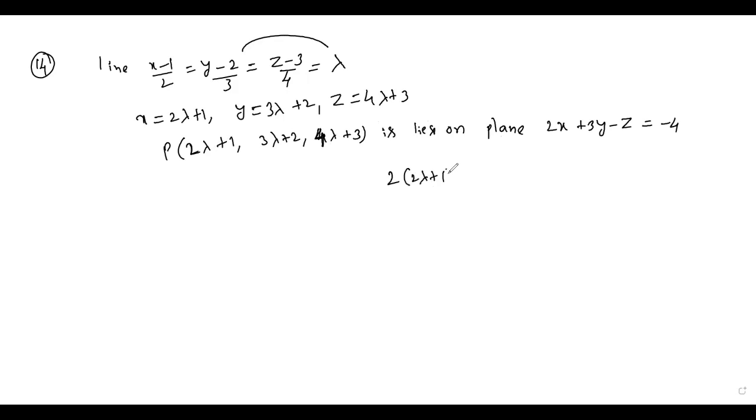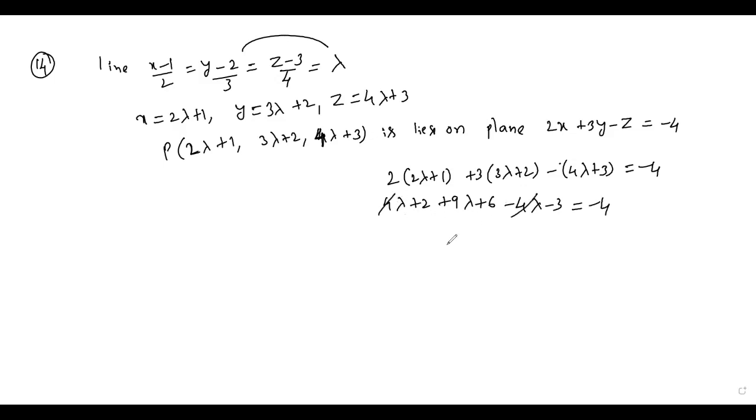2 into 2 lambda plus 1, 3 into 3 lambda plus 2, minus of 4 lambda plus 3, equal to minus 4. That is 4 lambda plus 2 plus 9 lambda plus 6 minus 4 lambda minus 3 equal to minus 4. 4 lambda gets cancelled. 9 lambda, 2 plus 6 is 8, 8 minus 3 is 5. So 9 lambda is equal to minus 9. Lambda equal to minus 1, we got.